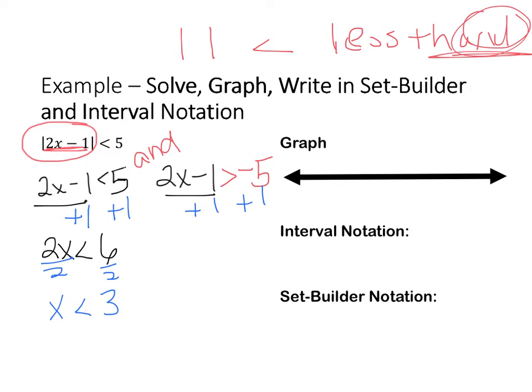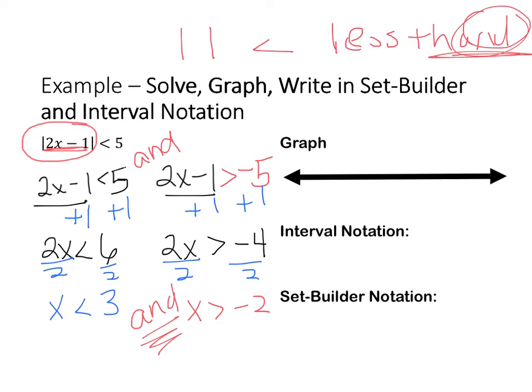My 1's cancel out. I'm left with 2x. And -5 plus 1 is a -4. Now I'm going to undo my multiplication with division. So my answer here is x is greater than -2. And remember, I have an and in between them.